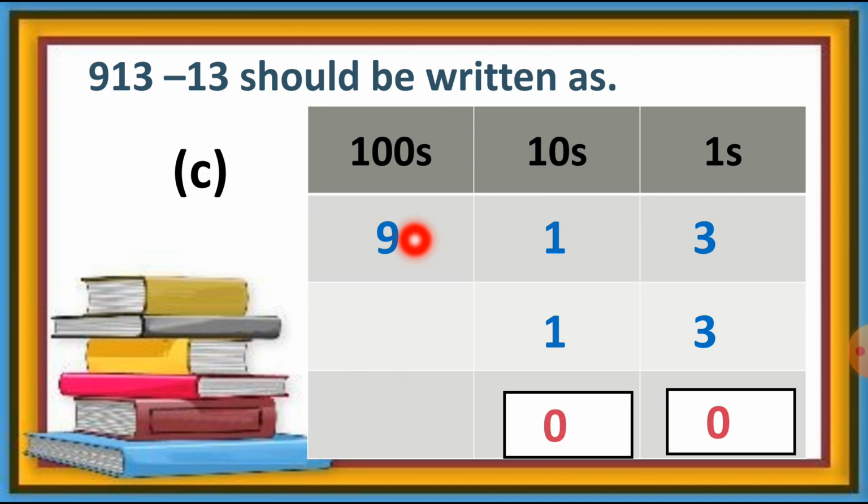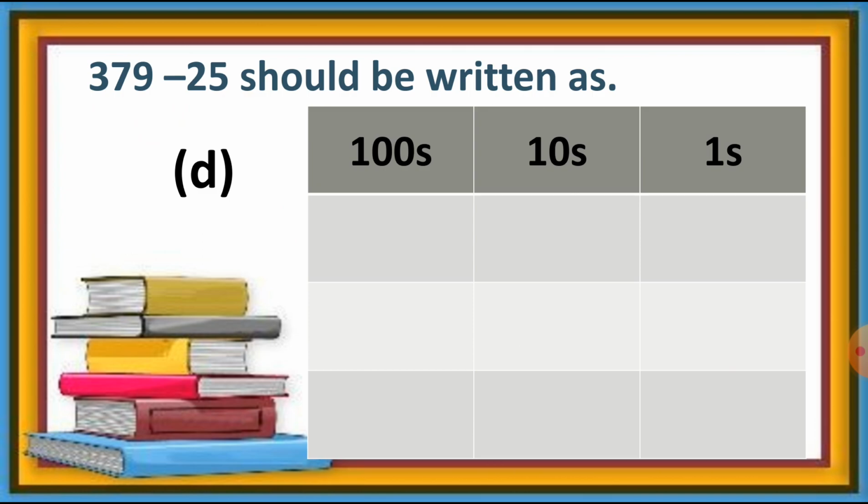Then here at the hundreds column, 9 minus, there is no 1. We are not cutting anything from 9. So we can put this 9 as it is here, and the answer of this sum, 913 minus 13, is equal to 900. So this way we can solve these types of sums.